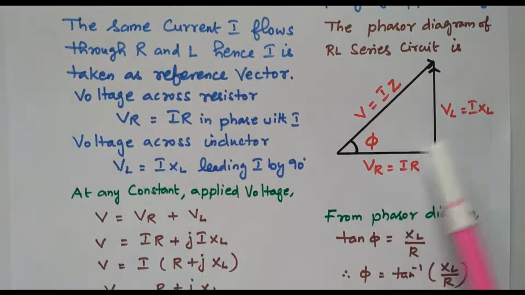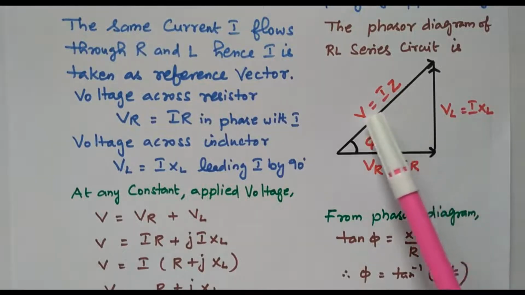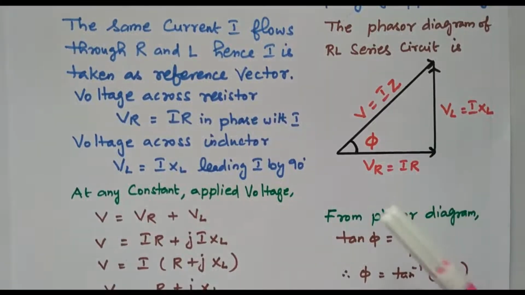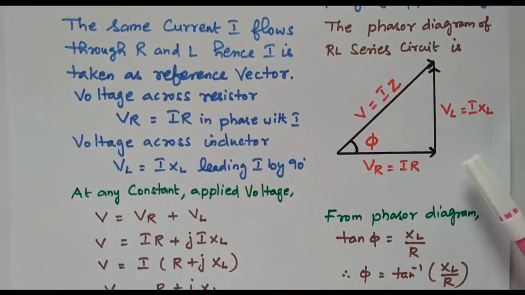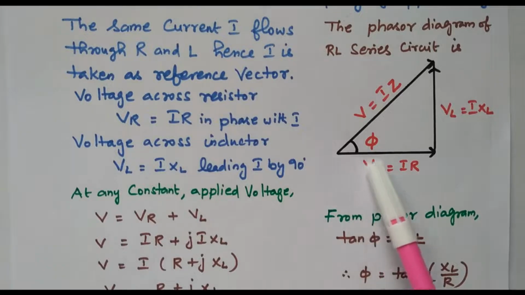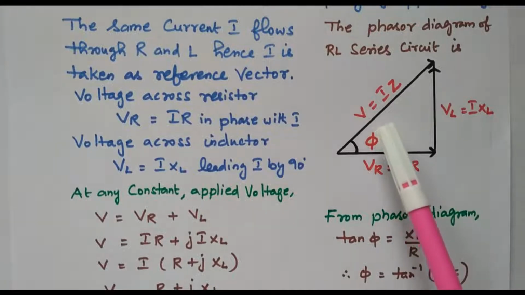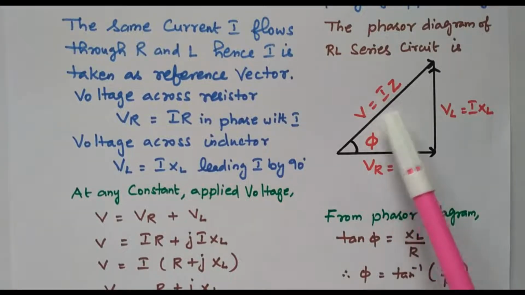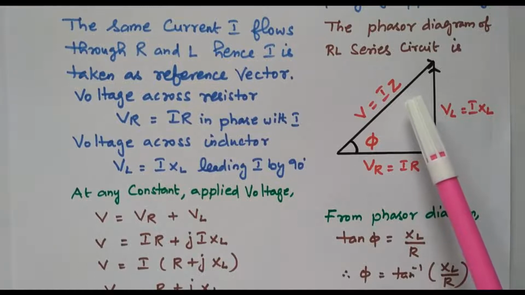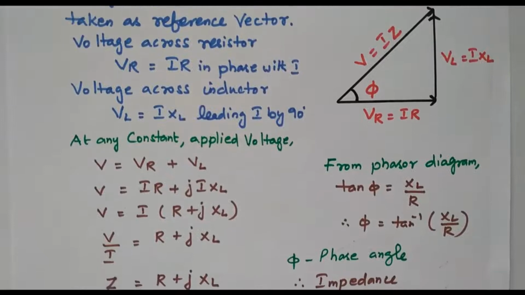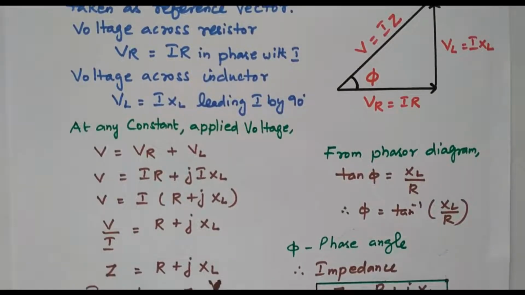The vector sum of these two is the total voltage V, that is I into Z, where Z is the impedance. So this is the voltage across the resistor, and this is the voltage across the inductor. The sum of these two is the total voltage V, that is I into Z, where Z is the impedance. From this phasor diagram, we can go for the further analysis.